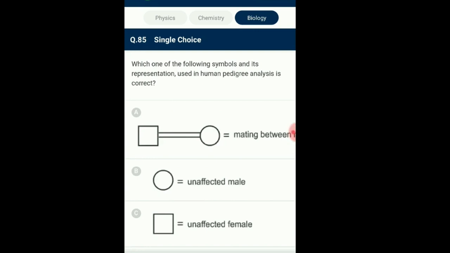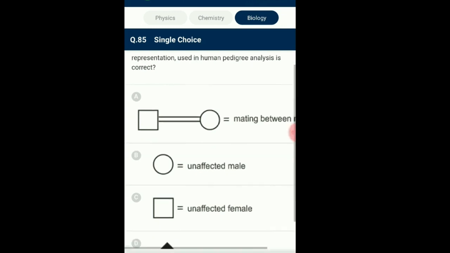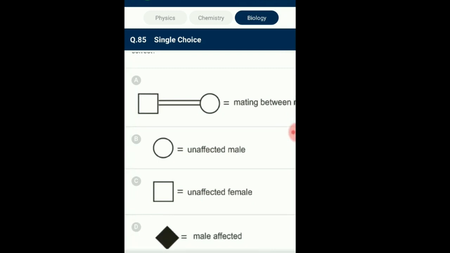Question number 85. Which one of the following symbols and its representation used in human pedigree analysis is correct? Pedigree analysis is a record of the occurrence of a trait in several generations of a human family. In this, male members are shown by squares and female by circles. Siblings are represented horizontally on a line in order of birth. It helps us in giving information about the genotype of an individual for the trait under investigation. So the answer for this question is option A.